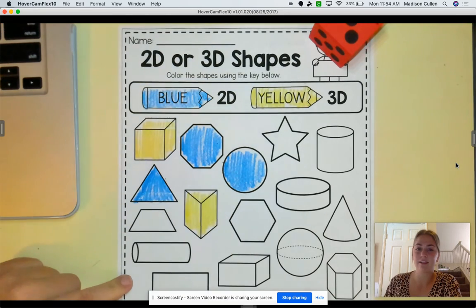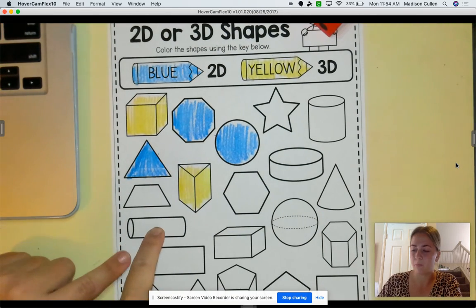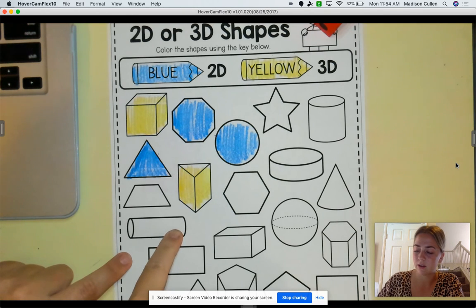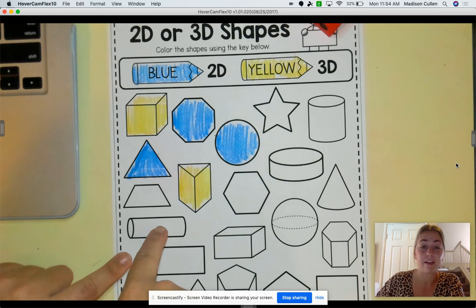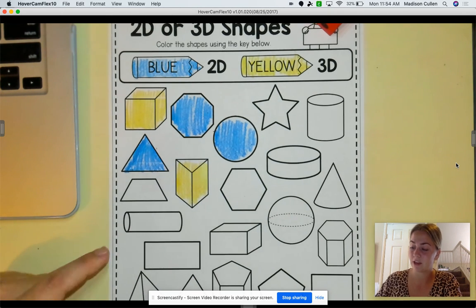Okay, last one. Let's do this one right here. Oh, wow, that one's a tricky one, huh? Because it kind of looks like a rectangle, but that reminds me of a paper towel roll. Now, paper towel rolls, do they lay flat on a piece of paper or do they stick off of the paper? They stick off of a paper, right? So that means he is 3D.